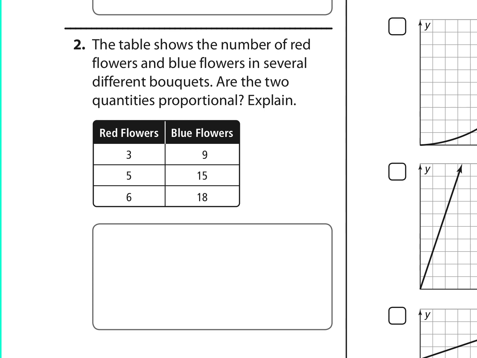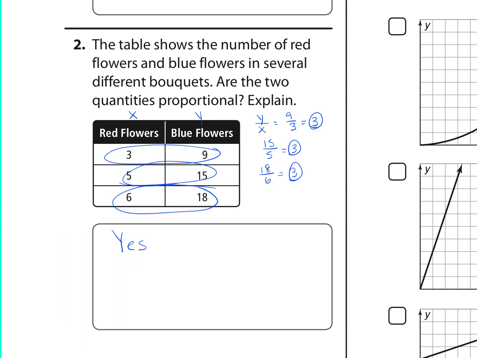Number 2, the table shows the number of red flowers and blue flowers in several different bouquets. Are the quantities proportional? So let's just start dividing out y divided by x. For this first one, I'm going to use x for red and blue for y, and say, okay, 9 divided by 3 is 3. Now for this next one, 15 divided by 5 is 3. And for our last one, 18 divided by 6 is 3. So are they proportional? Yes. There are always 3 blue flowers for every one red flower.